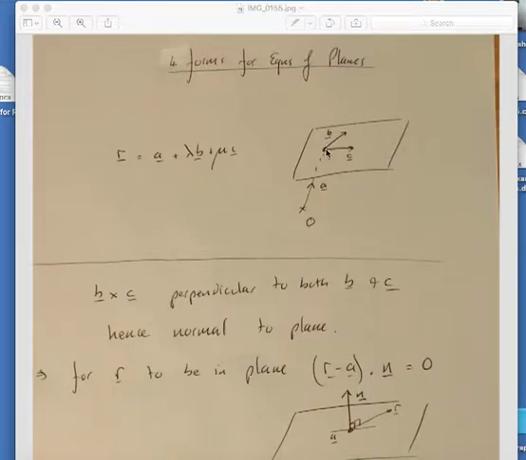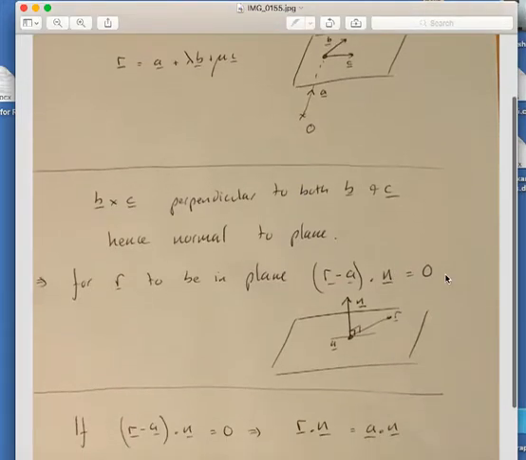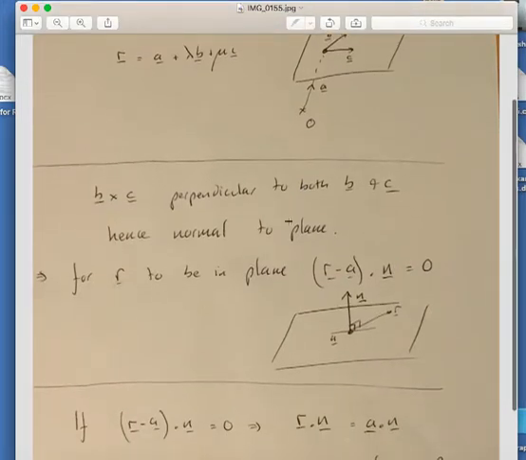The next step on is to notice that if I use b and c and take the cross product of them, I will get a vector which is perpendicular to both b and c. Well, if b and c both lie in the plane, then something which is perpendicular to both of them must be normal to the plane. So it would look something like this. b cross c would give me a new vector, n, which is normal to the plane.